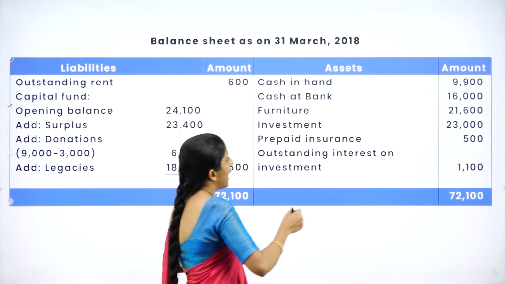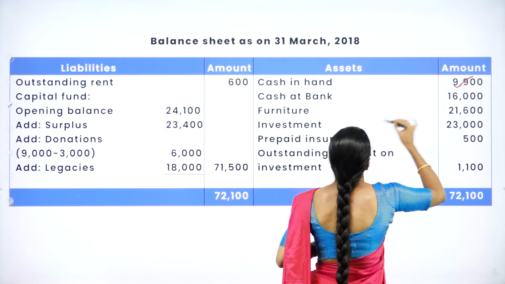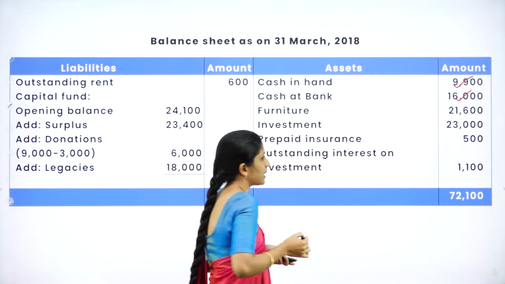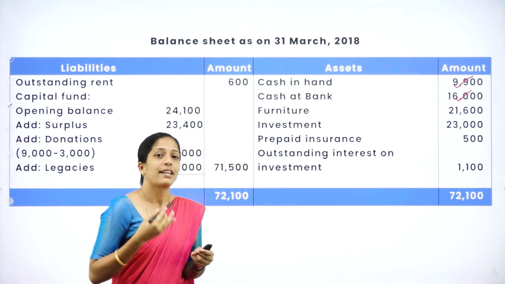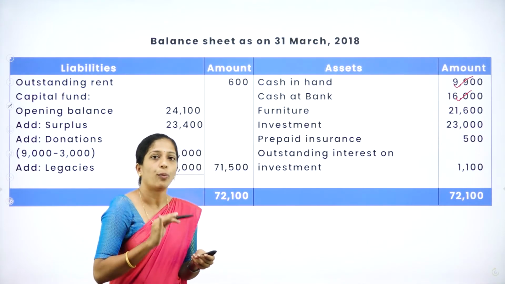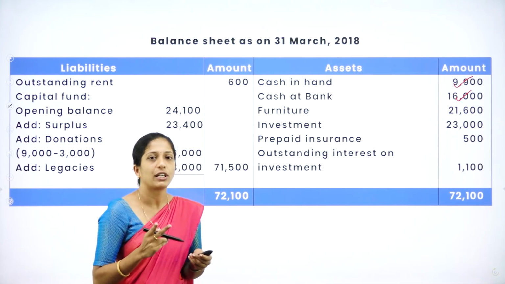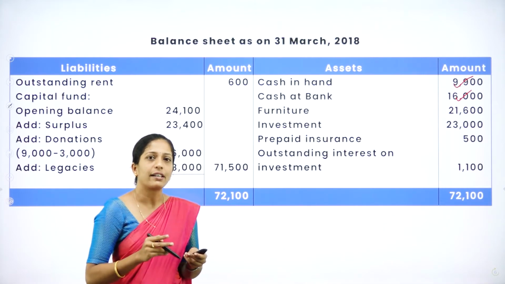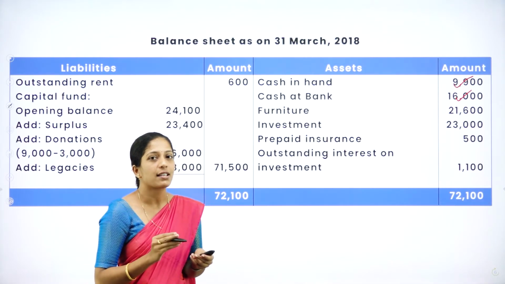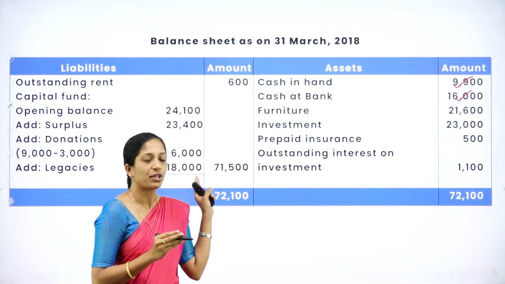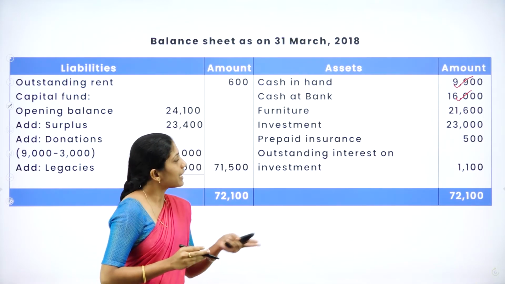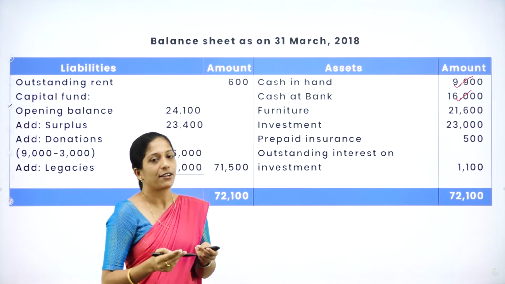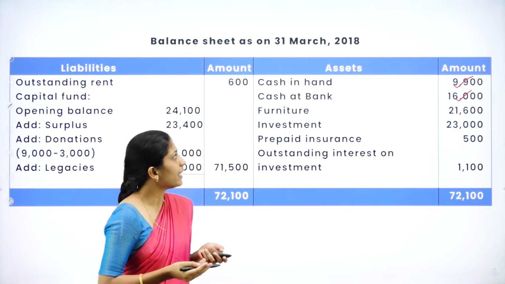That is cash in hand 9,900, cash at bank 16,000. And next, we are done with recording all the items in the opening balance sheet. So there were only two items, right? Cash in hand and cash at bank. And the balancing figure is capital fund. We shall see that later. But on the asset side, we had only two items, cash in hand and cash at bank. We had already recorded them.